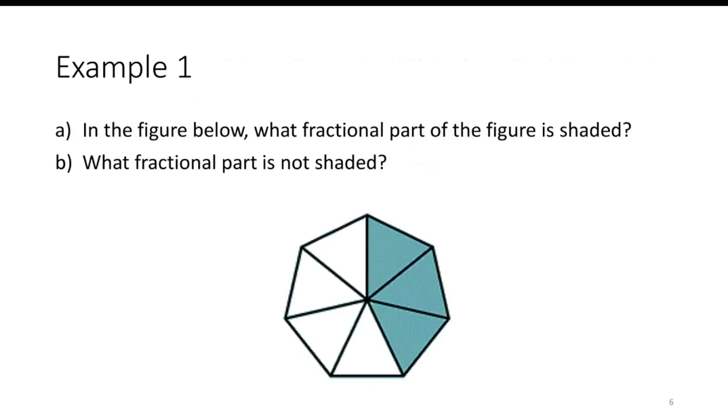In the figure below, what fraction part of the figure is shaded? Well, we need to figure out how many pieces there are. So there's 1, 2, 3, 4, 5, 6, 7 pieces. And 3 of them are shaded. So 3/7 are shaded. As for the part that's not shaded, that would be the other 4. So 3/7 is shaded, 4/7 is not.